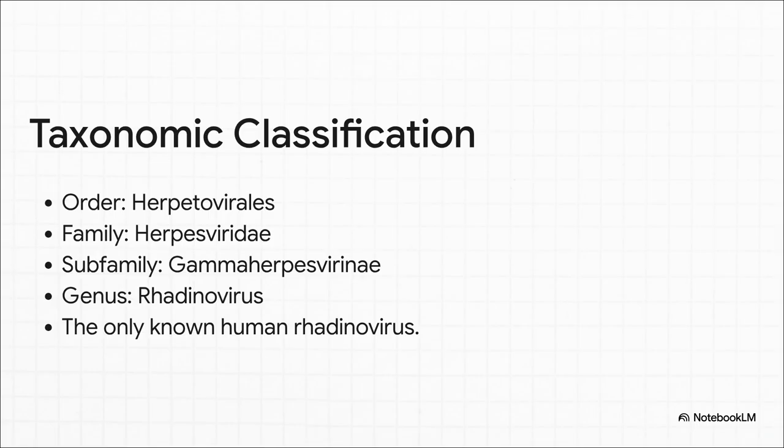Now, let's zoom in on its family tree. It belongs to the rhadinovirus genus, and get this, it's the only one we know of that infects humans. This isn't just trivia, it's super important. Why? Because rhadinoviruses are notorious for something called molecular piracy. Think about it. They literally steal and repurpose our own genes to make our cells grow uncontrollably and at the same time become invisible to our immune system.